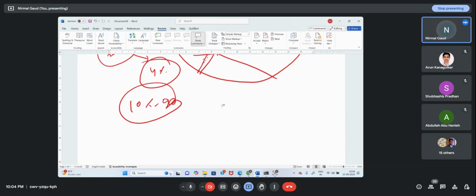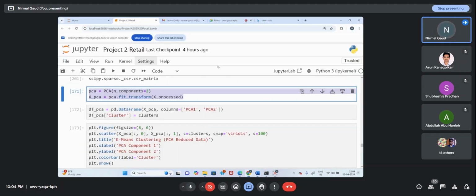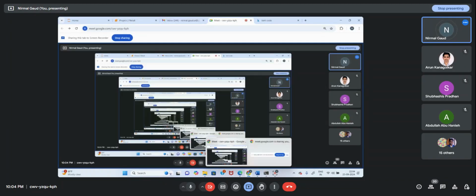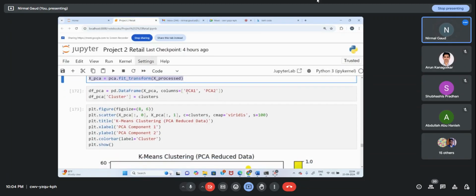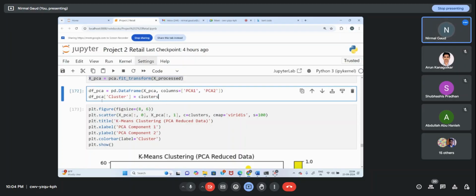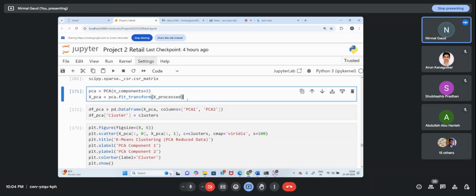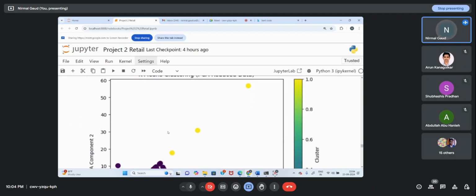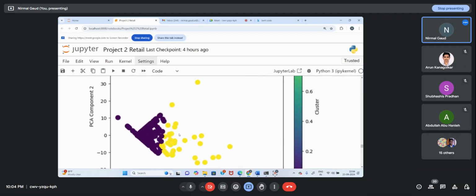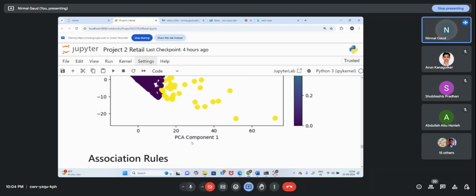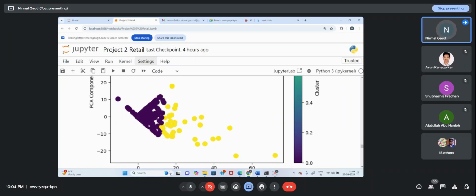So two components I have used here. Okay, number of components are two. So here you can see PCA1, PCA2, and I have plotted the cluster on them. Okay, so this is the second component, this is the first component, and these are the points. This is cluster number one, and this is cluster number two. Two clusters, one is blue, one is yellow.